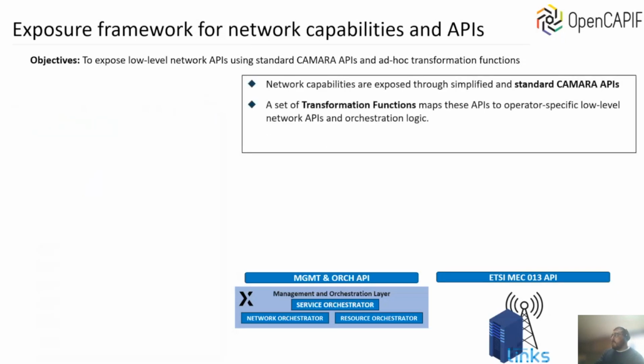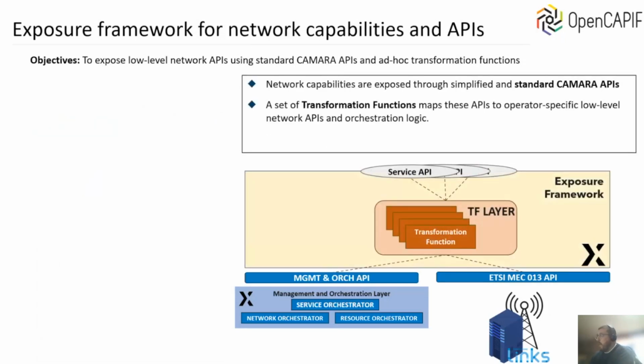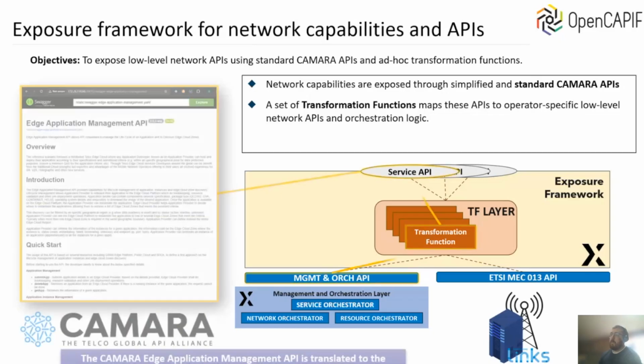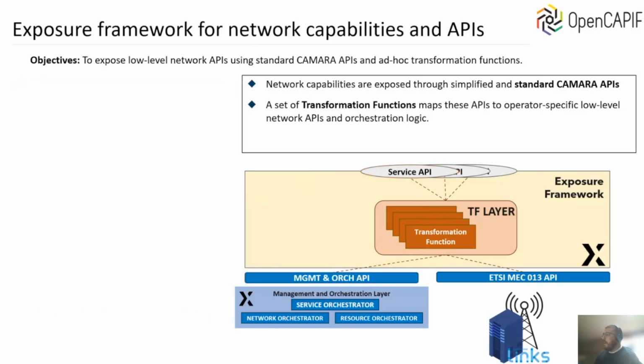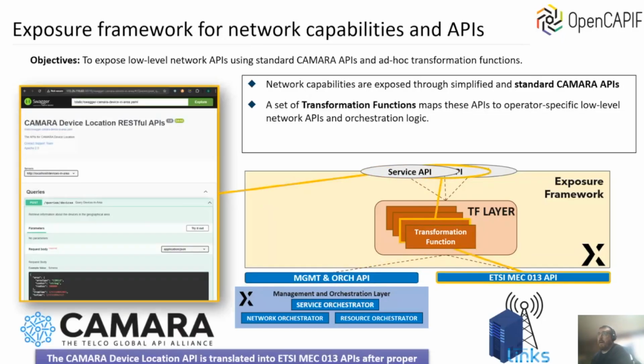Then on top of this, we have this exposure layer where the transformation functions are deployed, and the transformation functions simplify the low-level APIs into the service APIs. Okay, and here, for example, we have the CAMARA Edge Application Management APIs that are simplifying the low-level management and orchestration APIs, and the CAMARA Device Location APIs that are simplifying the ETSI MEC 013 APIs.